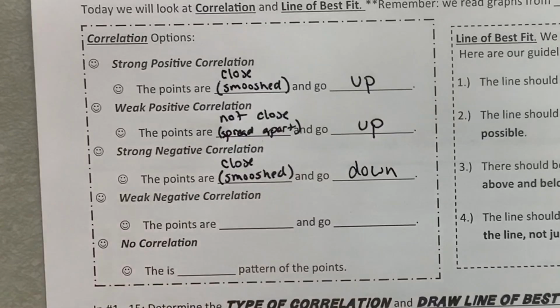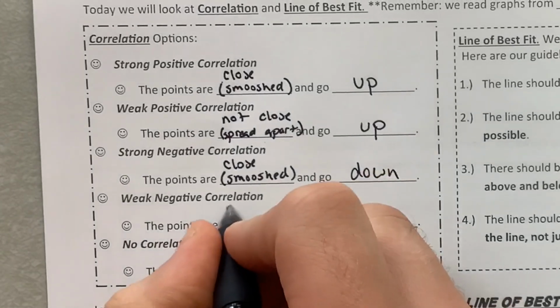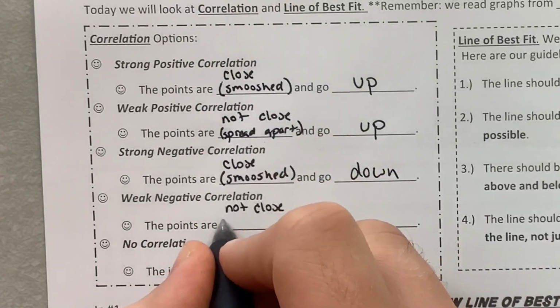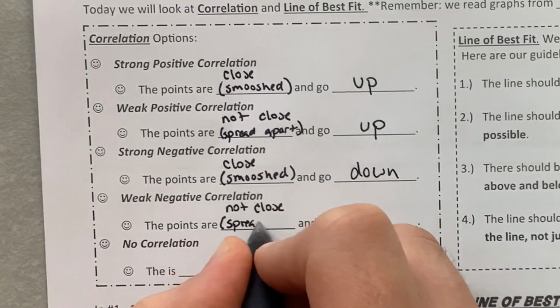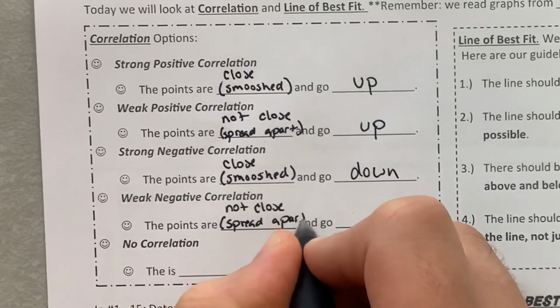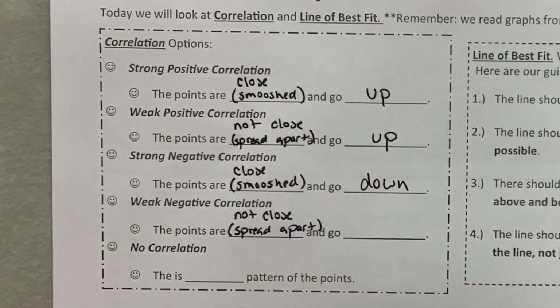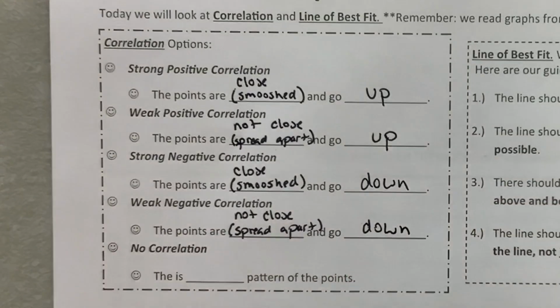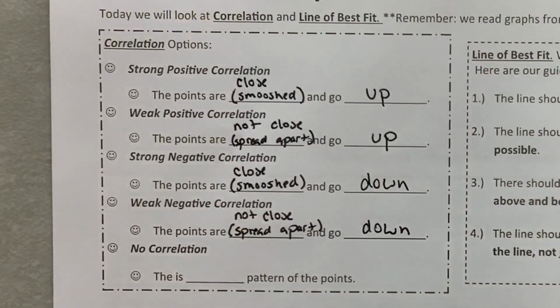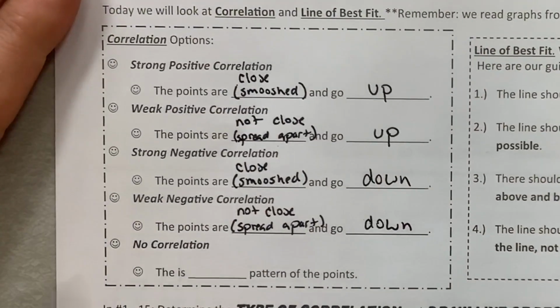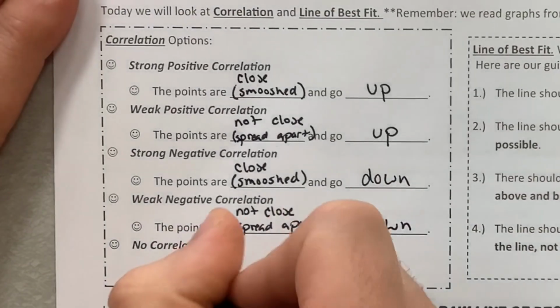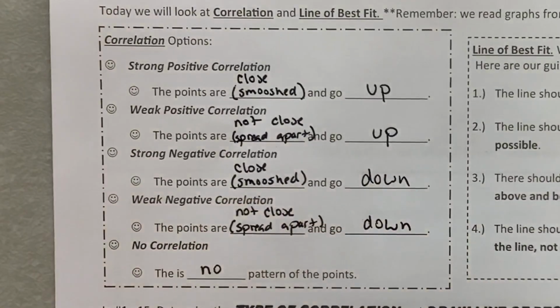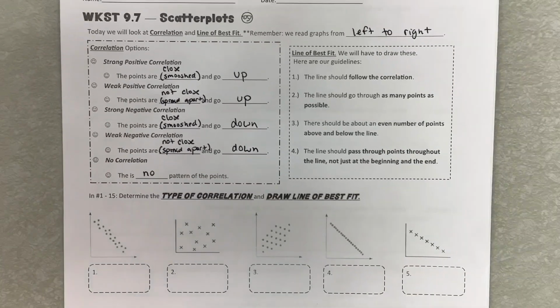We have weak negative correlation. Again, weak meaning the points are not close together, and they are going to be spread apart. There's going to be a little more space between them. And we're going to go down. Again, from left to right, points are going in a downward trend. Lastly, the fifth one is no correlation. No correlation literally means that there is no pattern. You can't tell if the points are smushed or far apart. You'll see what I mean. You can't tell if it's going up, down, anywhere. There's no pattern at all.